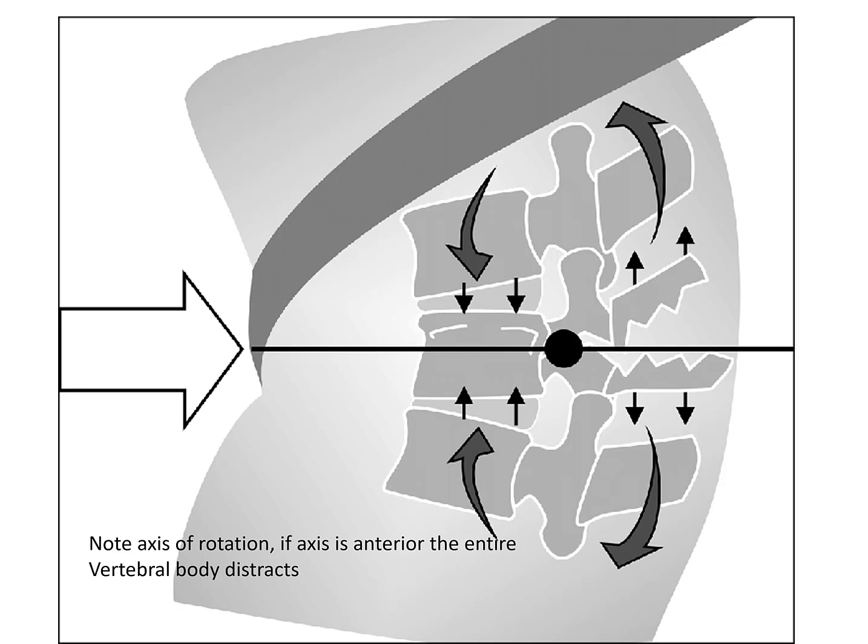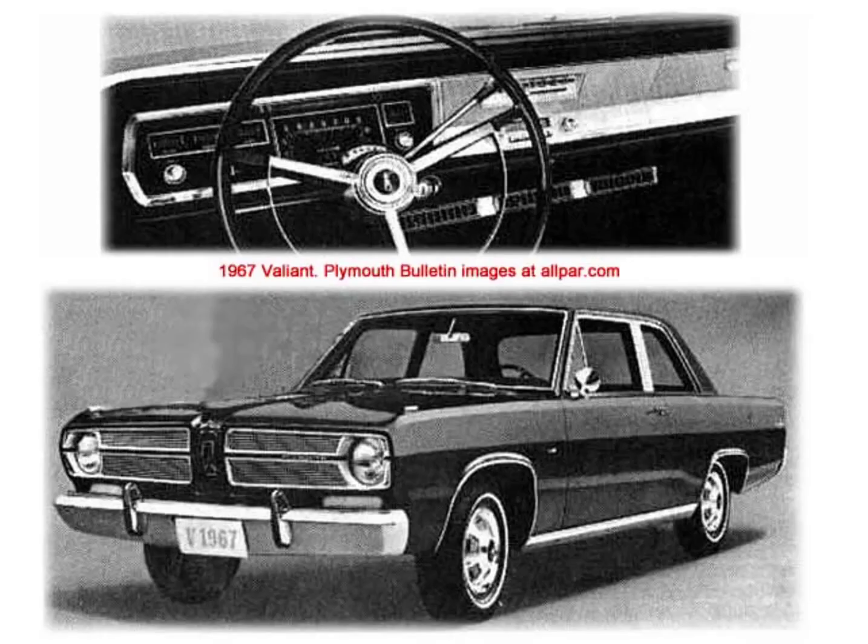And then the other interesting point is if the axis of rotation is anterior to the spine, the whole thing can just distract. You can imagine if you took this black circle and just brought it forward, for whatever reason, like the mechanism of injury, the whole spine just distracts and there's no compression anteriorly.